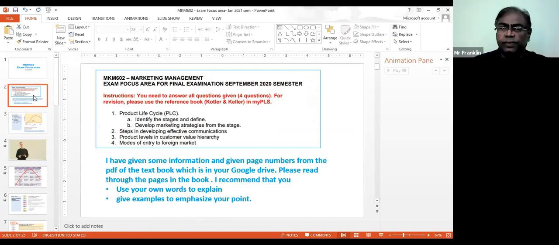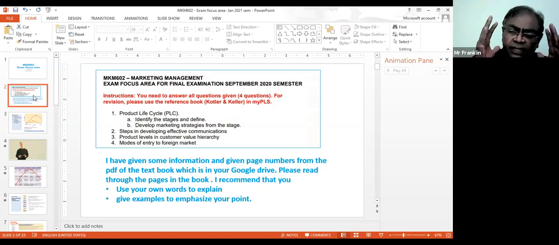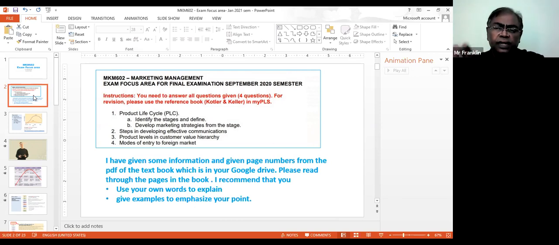Give an example if you can. Second, develop marketing strategies from stage. Remember, we talked about each stage of the product life cycle. The marketing strategy is different at introduction, different at growth, different at maturity. And then what are the different strategies? They might not give everything. They might just ask you, what is the marketing strategy? Define the marketing strategy at this stage or that stage. Then you have to talk specifically about that, right?